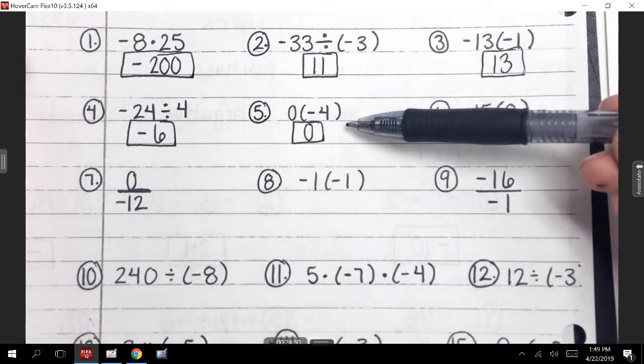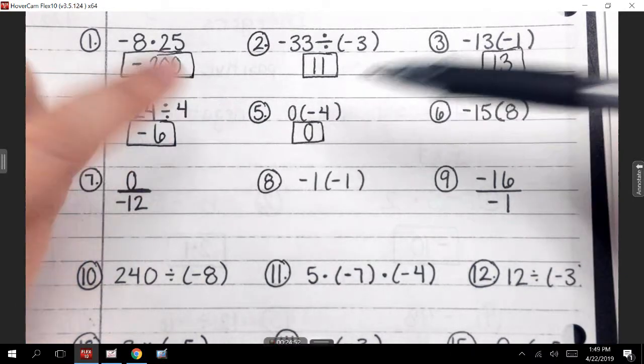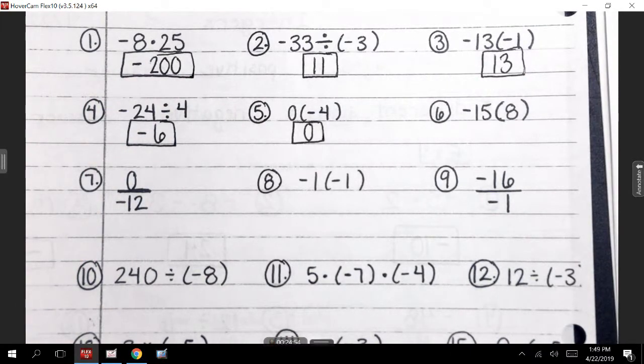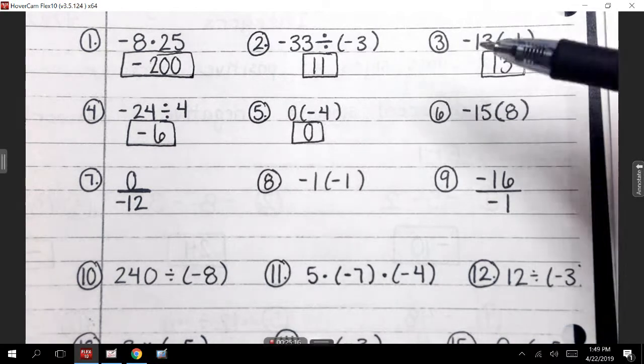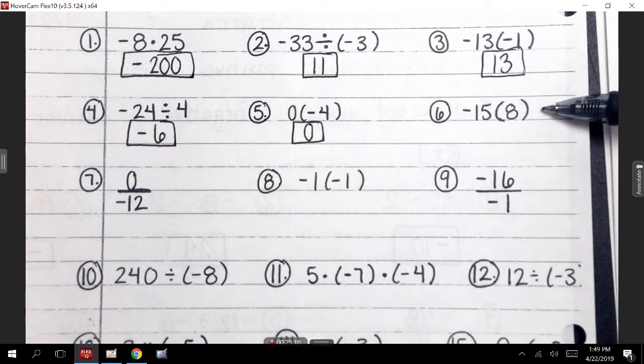On number 5? Yeah. All right, so the issue is 0 positive or negative? And what's 0 times 5? 0. What's 0 times 11? 0. What's 0 times 256? 0. So what's 0 times negative 4? 0. It's just 0. Anything times 0 is 0. X times 0 is 0. Okay? So we're on number 6.